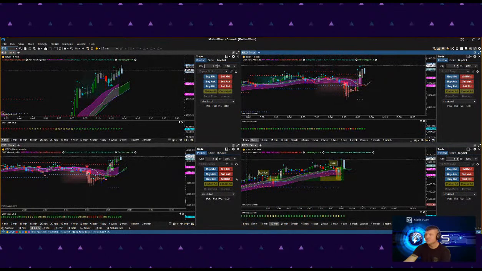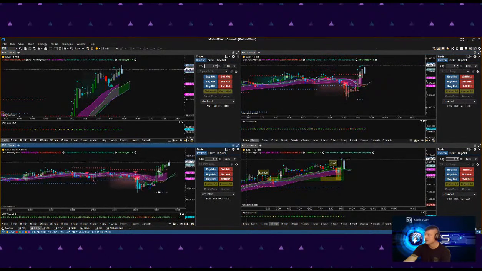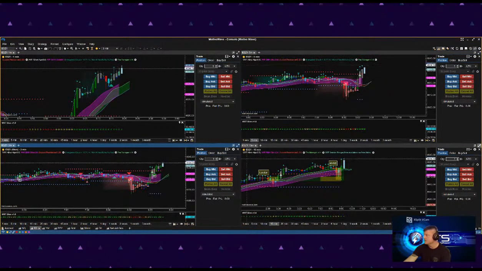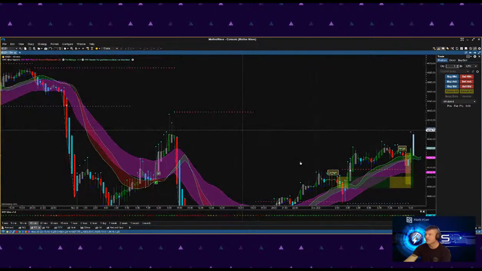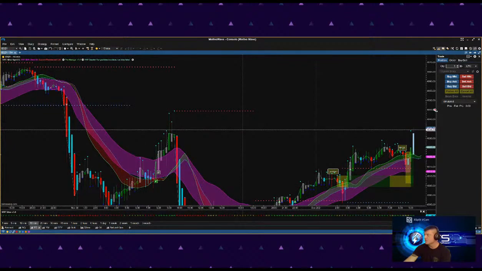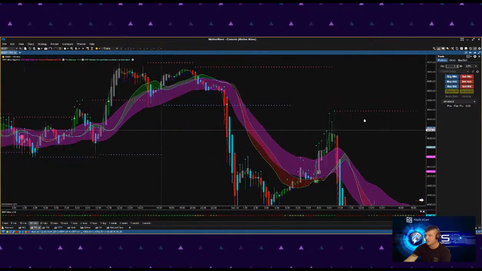ES looking pretty good. Look at it. Looking pretty good on the ES. Okay. Don't forget, you got some critical zones coming up if you're in the ES trade, right? You got some areas of importance, areas to watch coming up.